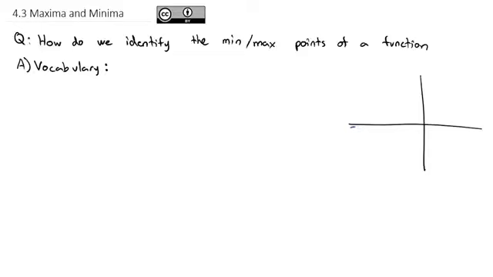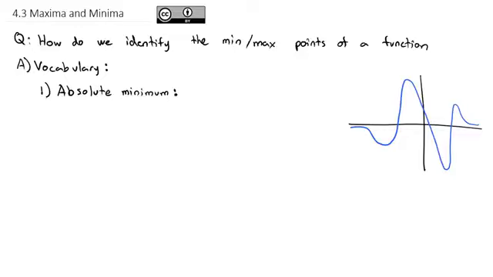Let's say it's going to start at 0. It's going to come down, come up really high, go down really low, come up a little bit, and then go towards an asymptote at 0. OK? The first vocabulary word we need to know is the absolute minimum. And quite simply, the absolute minimum is the lowest point.